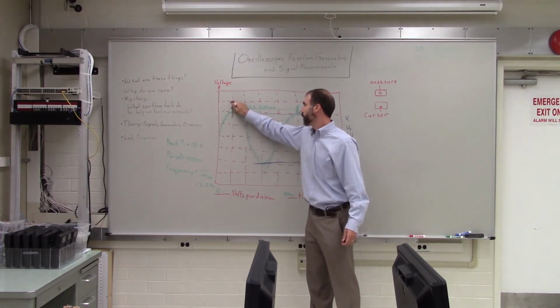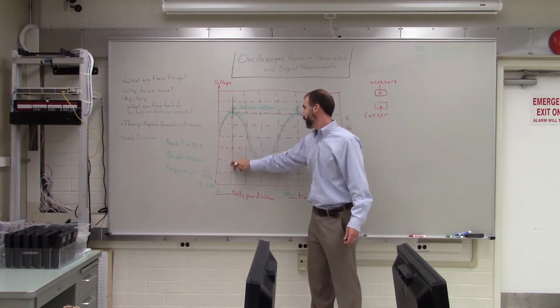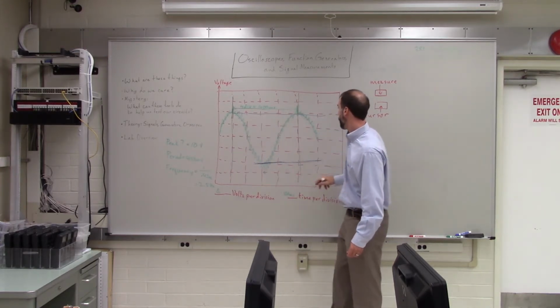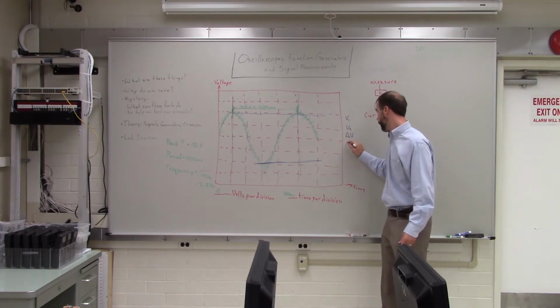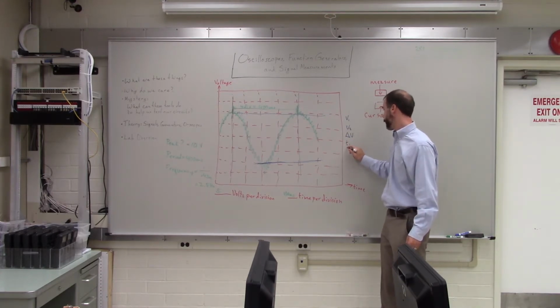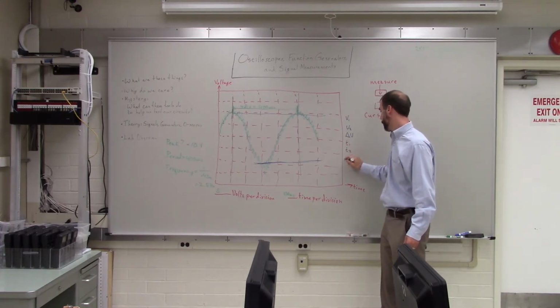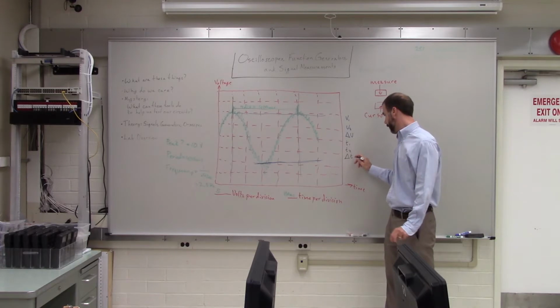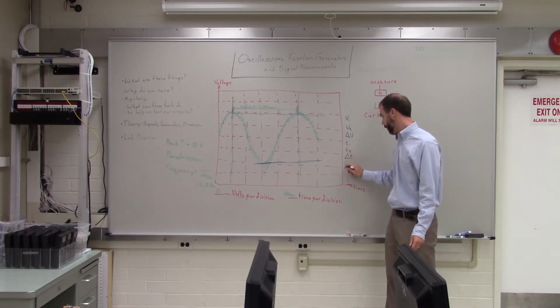So you can set a cursor there and a cursor there, for instance, and that'll give you time for the first one, time for the second one, delta time, so the difference between them, and then it will also give you the frequency.